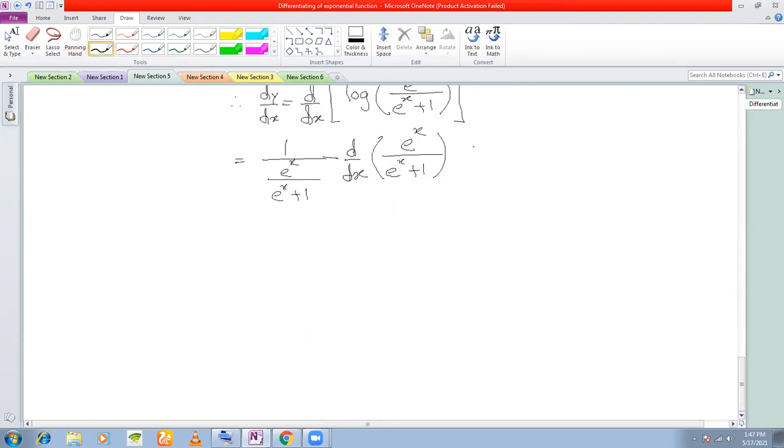Okay. So here, now when you differentiate this, you get e to the power of x plus 1 by e to the power of x. And you differentiate this by, again, the u by v rule. So this is e to the power of x plus 1 into d/dx of e to the power of x, which is simply e to the power of x, minus e to the power of x into d/dx of e to the power of x plus 1, which is again e to the power of x, divided by the square of the denominator.